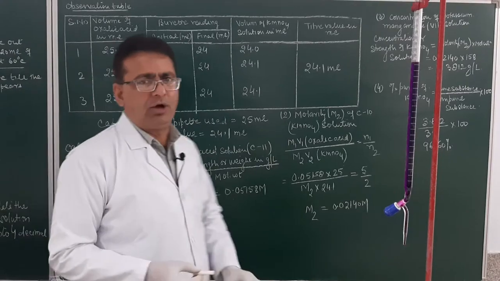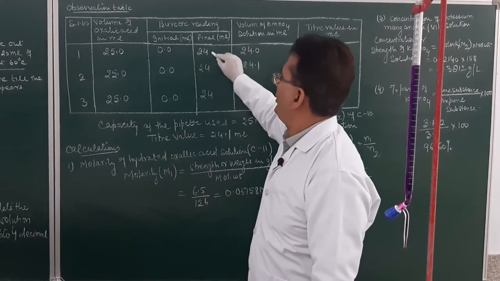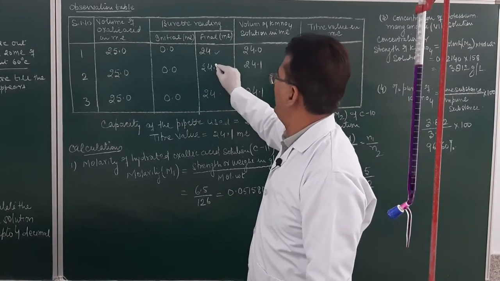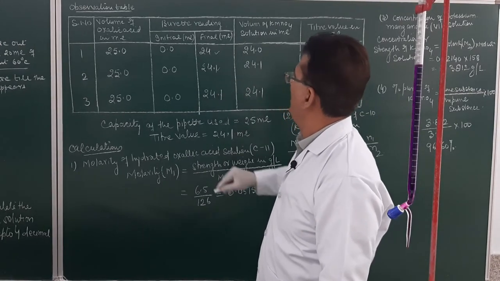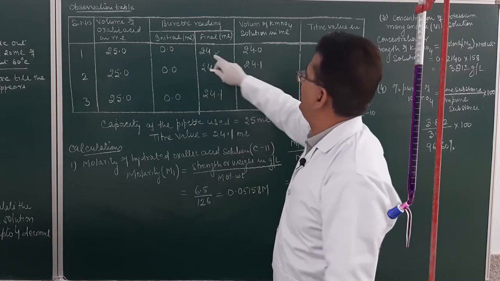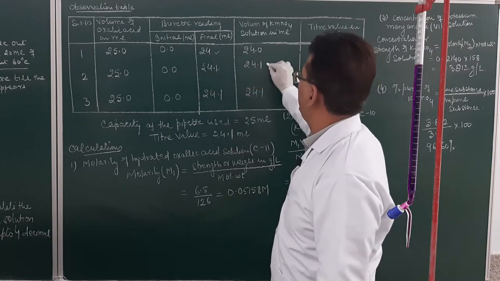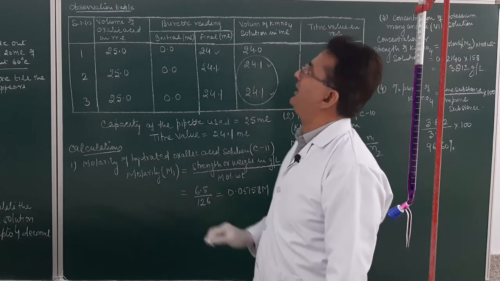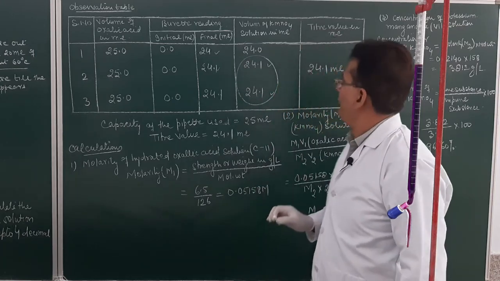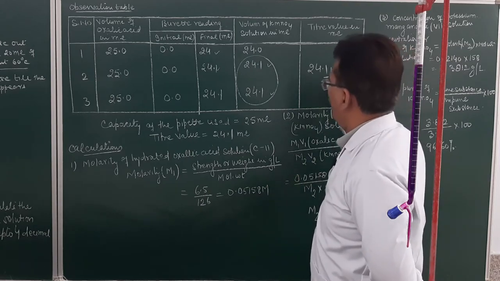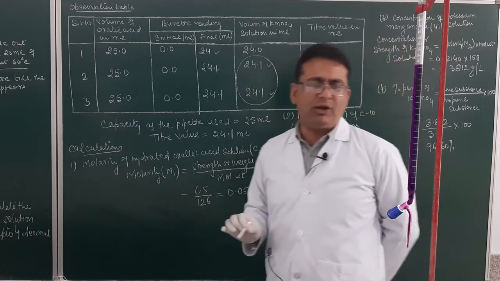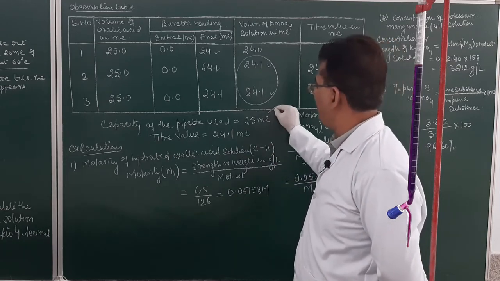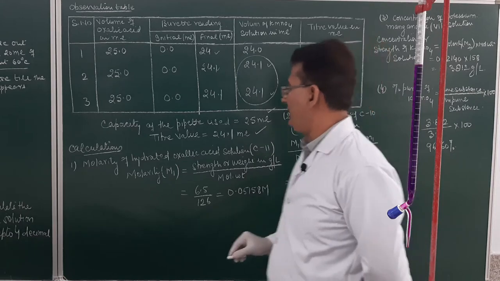What is the titer value coming over here? Here it comes to be 24. Here 24. Here it comes to be 24.1. This is 24.1. Now, what will be the final value? 24 minus 0, 24. This is 24.1 and 24.1. You may see over here, these two readings are the common reading. So, what will be the titer value? It will be 24.1 ml. So, titer value of this titration is 24.1 ml. What will be the capacity of the pipette used? 25 ml used. Titer value 24.1 ml.